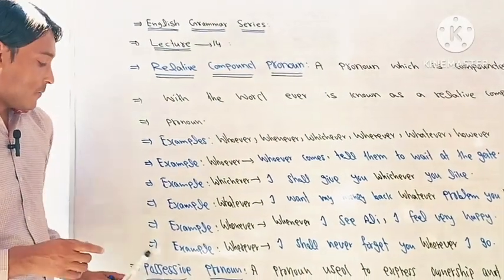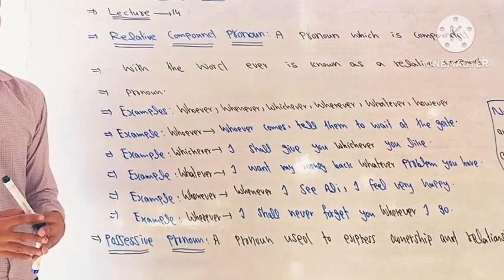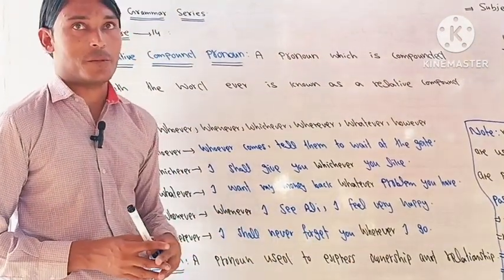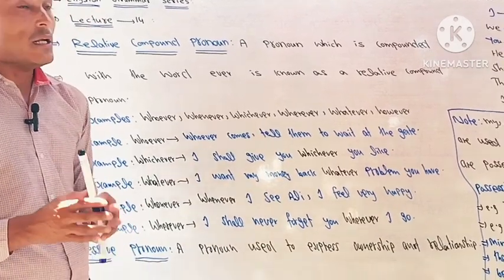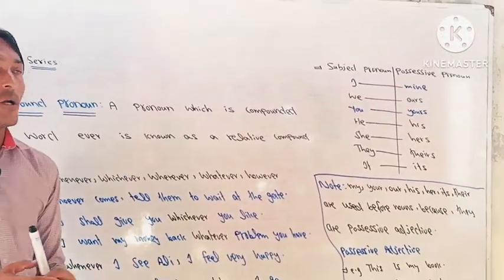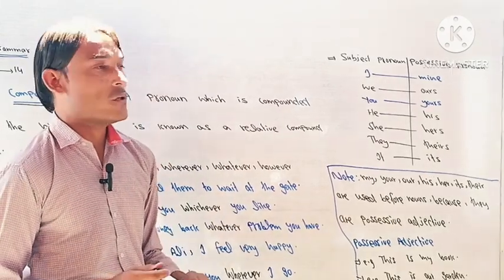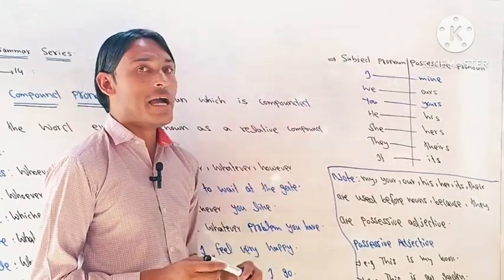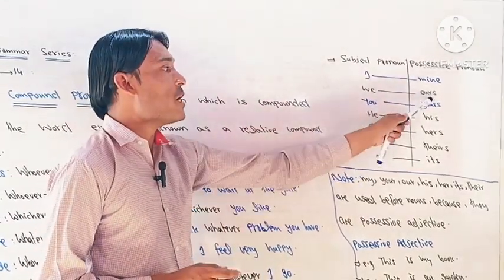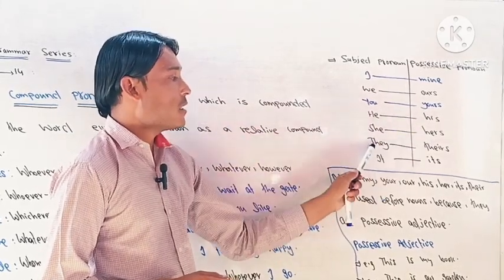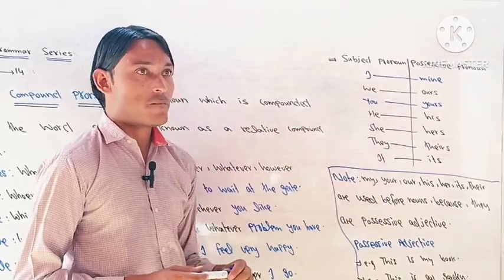Next pronoun we have is possessive pronoun. What does possessive pronoun mean? A pronoun used to express ownership and relationship. Let's talk about that. What are the possessive pronouns? We have the subject pronoun, and we have the possessive pronoun. So I changes to mine. Mine is what? Possessive pronoun. We, ours; you, yours; he, his; she, hers; they, theirs; it, its.